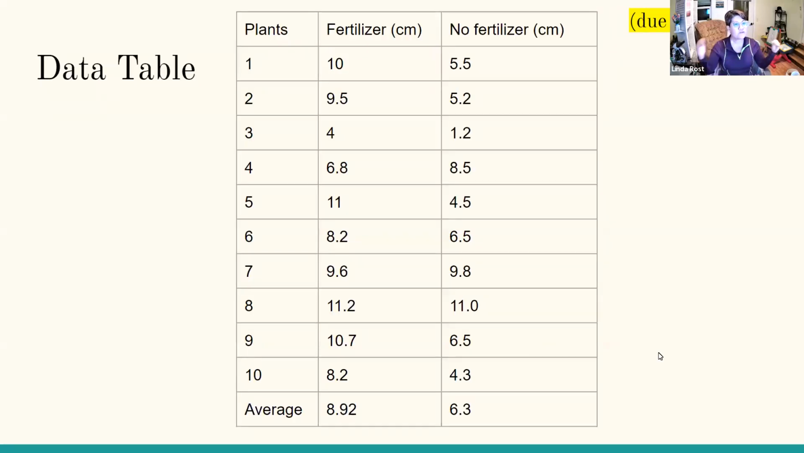Then after a period of time, you'll set up your experiment and then eventually you'll get some data. So here's an example of the data table. Let's say I had 10 plants set up and these are the measurements of them, and these had fertilizer, and then the right column did not have fertilizer. And then you take an average because it won't make sense to graph all of this. It's just too messy. There's too much data.